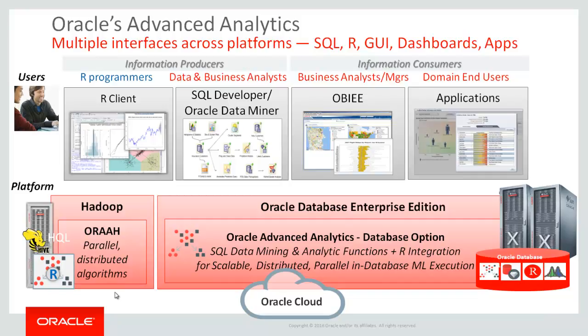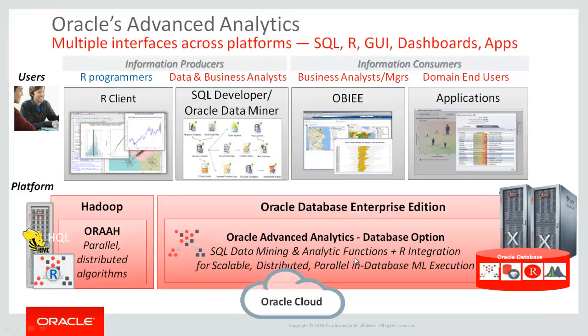We also have algorithms that run in Hadoop, the Oracle R Advanced Analytics for Hadoop offering. So today we're mostly going to be talking about the Advanced Analytics database option and how it is able to use Oracle Text and handle the unstructured data. So you have information producers, whether they're using R or, what I'm going to show mostly today, the SQL Developer extension called Oracle Data Miner, which then talks to SQL. The workflow talks to the SQL functions inside the database, which can handle the structured and the unstructured data.